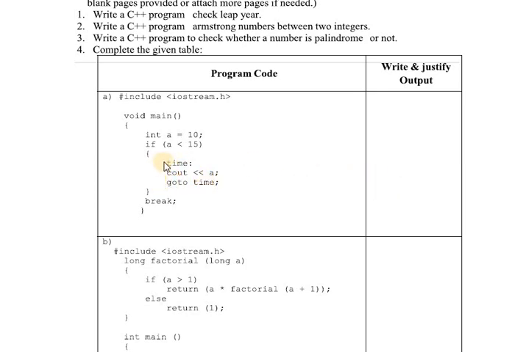Again it will go here to the label time. It will again show a. It continues to execute the same process. Why? Because when it goes to time, it will come here. In that cout a, it will display the value of a. So this output is 10 infinite times.